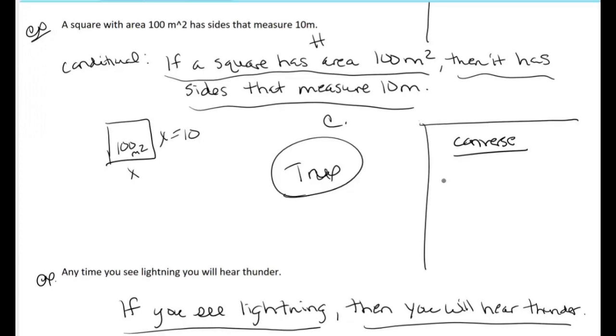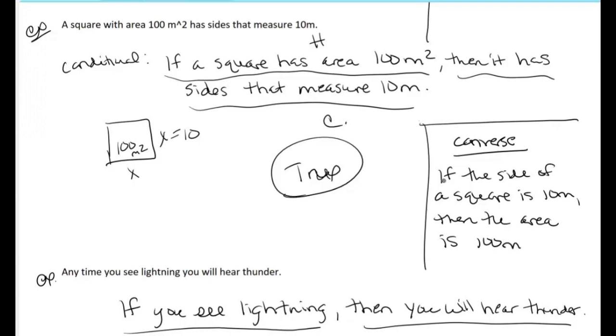All right, if a square has area 100 meters squared, then it has sides that measure 10 meters. So the conditional: if a square has area 100 meters squared, then its sides measure 10 meters. And then the converse is: if the side of a square is 10 meters, then the area is 100 meters squared.